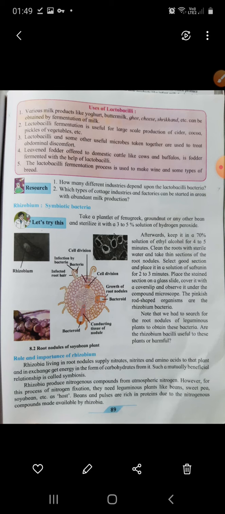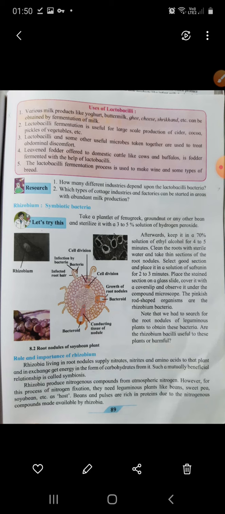After the sterilization with hydrogen peroxide, we have to keep it in a 70% solution of ethyl alcohol for 4 to 5 minutes. Now what is the purpose behind using ethyl alcohol? Ethyl alcohol is a disinfectant. Some microorganisms which are present on the outer surface of the roots, we can kill them by using ethyl alcohol.